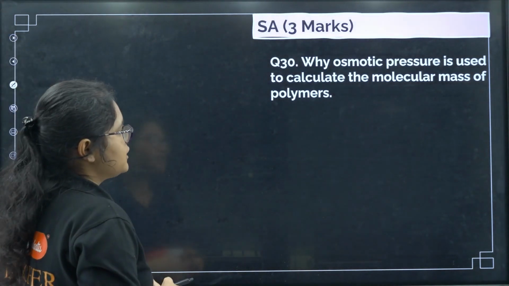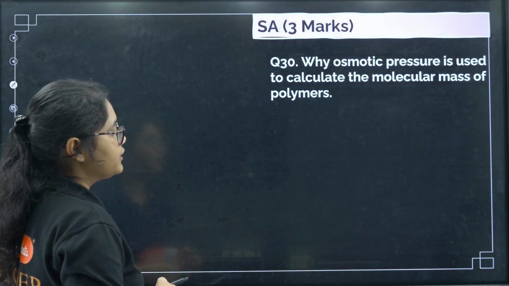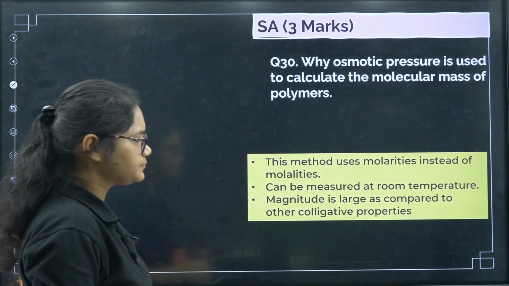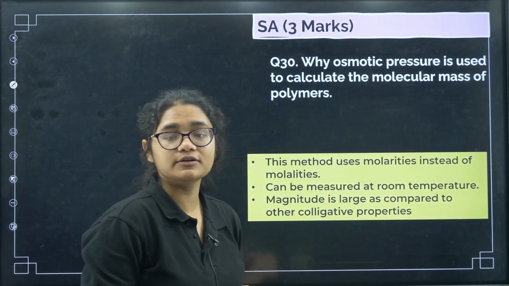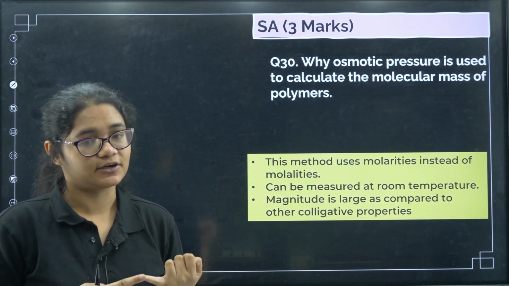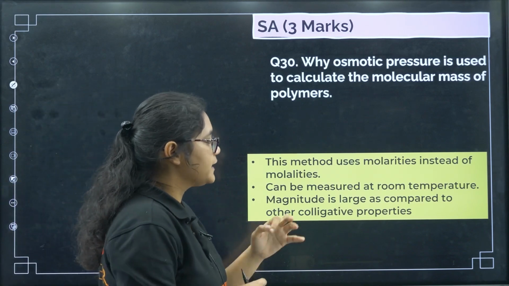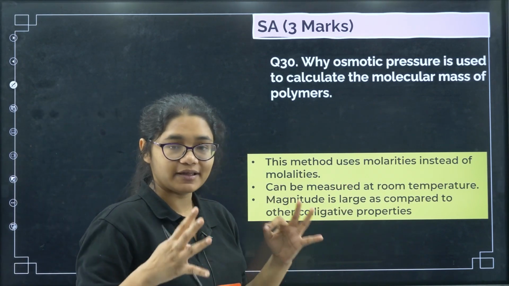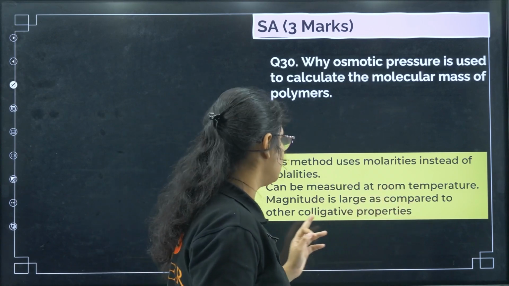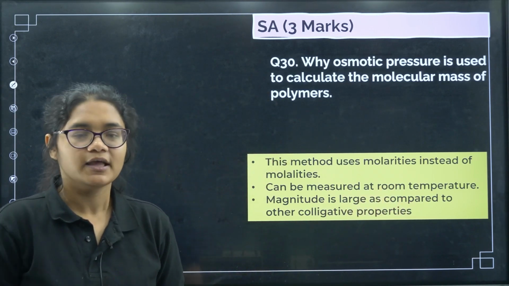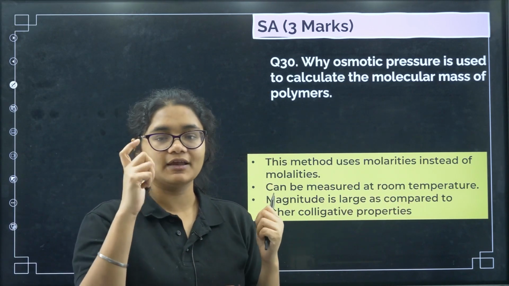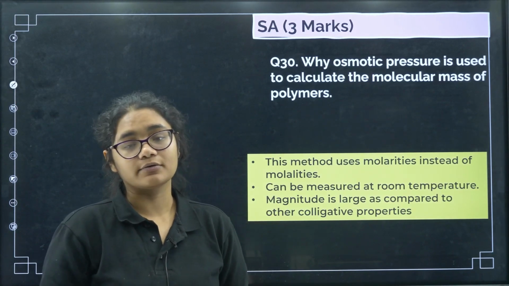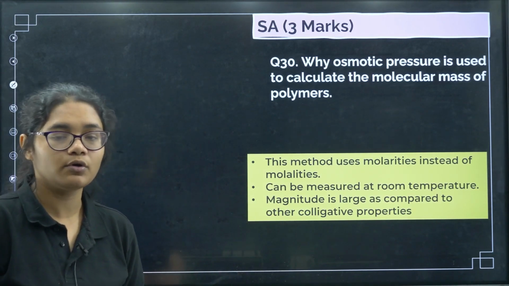Next, why is osmotic pressure used to calculate the molecular mass of polymers? You can see here that it is used. Why? Because first of all, it uses molarity instead of molality. Second, it can be measured at room temperature. And the third one, the magnitude is very large compared to other colligative properties. Like you can find the difference, significant difference values can be calculated, and that is why it is used to calculate the molecular masses of macromolecules.